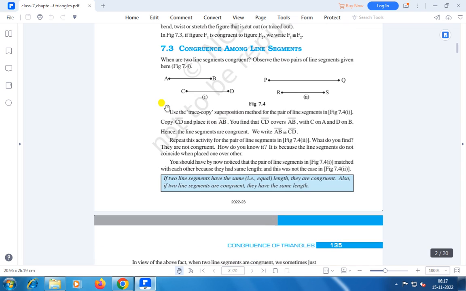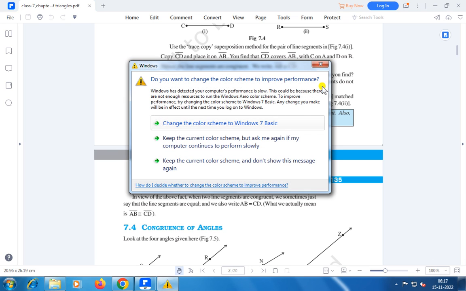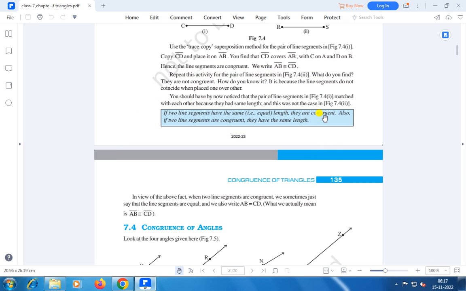Congruence among line segments. If the lengths of AB and CD are the same, then we can say that line segment AB is congruent to CD. And if the lengths are not equal, we can say that they are not congruent. If two line segments have the same length, they are congruent. Also, if two line segments are congruent, they have the same length.